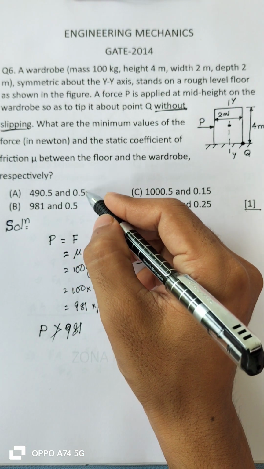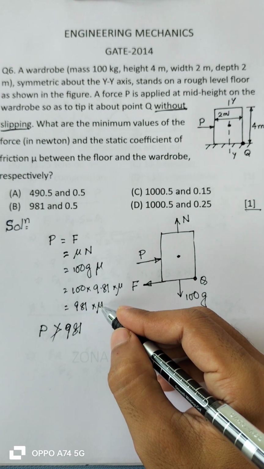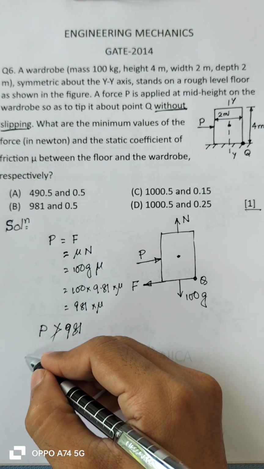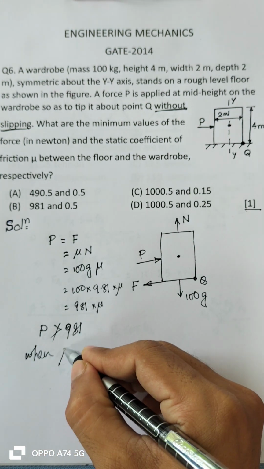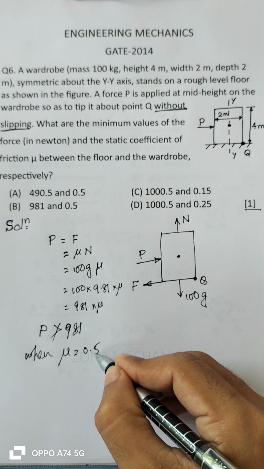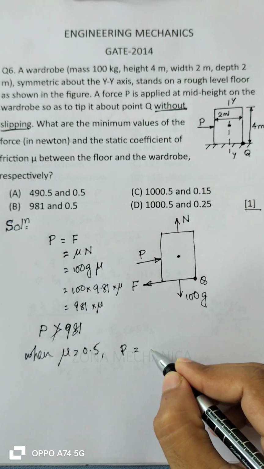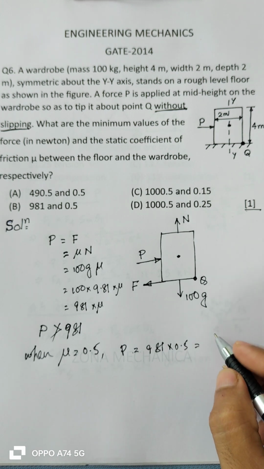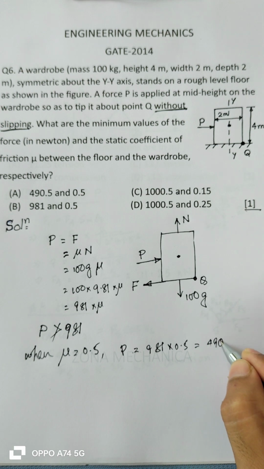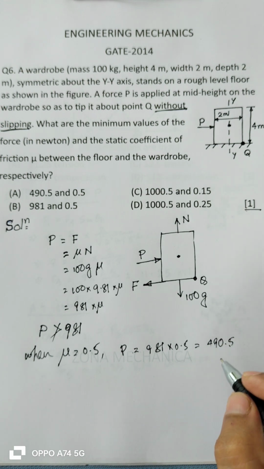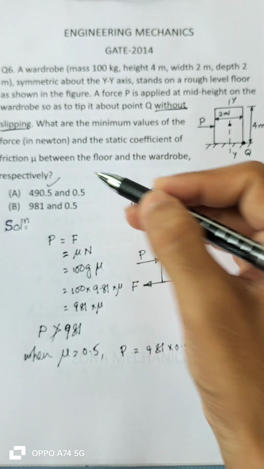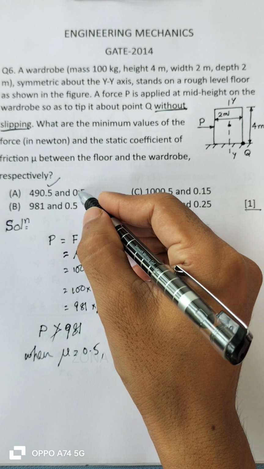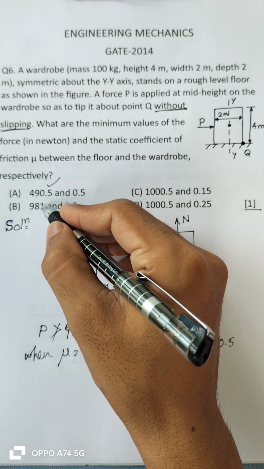If we put 0.5 as the value of mu, then how much is the value of P coming? When mu is equal to 0.5, P is equal to 981 into 0.5, that is equal to 490.5. Okay, so it is satisfying. Again we can check this one. Here also the value of mu is this and it is given 981, so this is wrong.